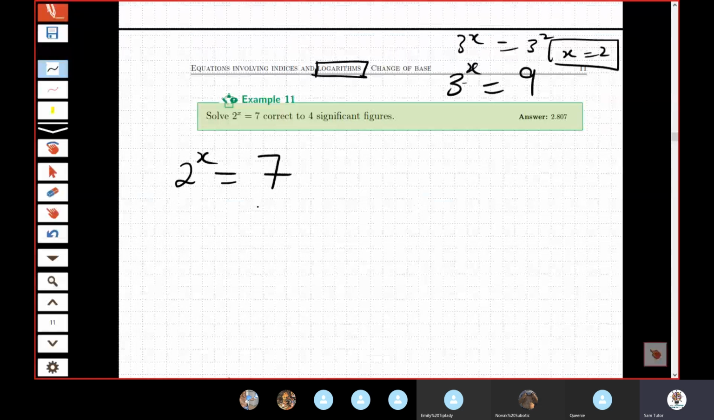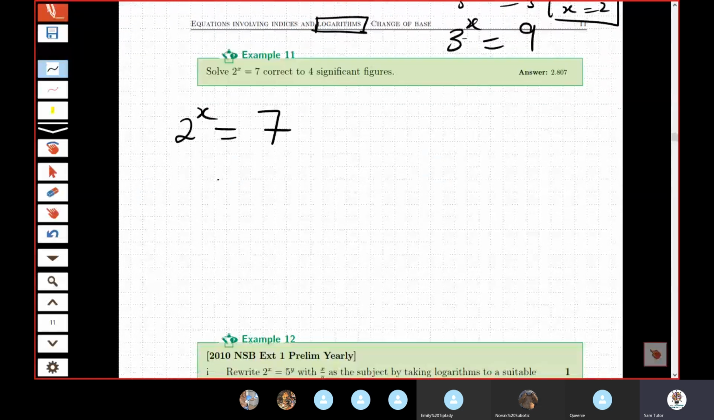All right, so let's do this. This is 2 to the x, which is an exponential. What's the opposite of an exponential?